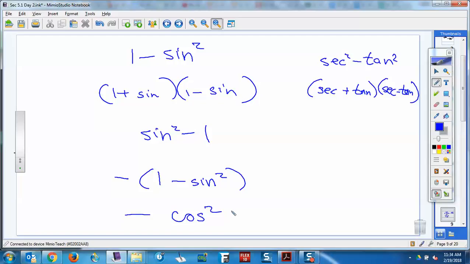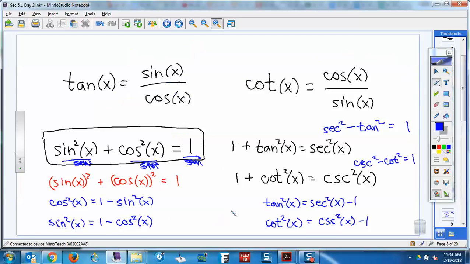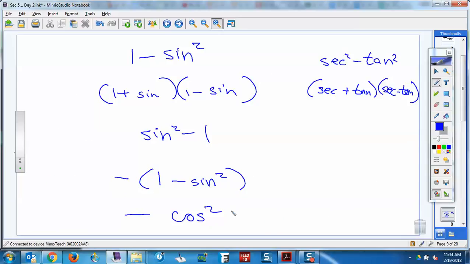Cosine squared, right? So these are the little algebra tricks that are going to come up with these Pythagorean identities. Now we can see it here. If I take sine squared, subtract the 1, and then move the cosine squared over to this side, we can see sine squared minus 1 is equal to negative cosine squared. Okay, just the way I just showed it there. But think about taking out a negative sometimes as well.